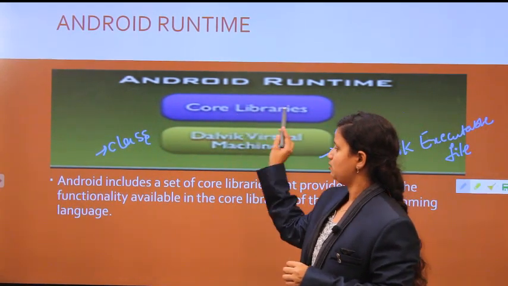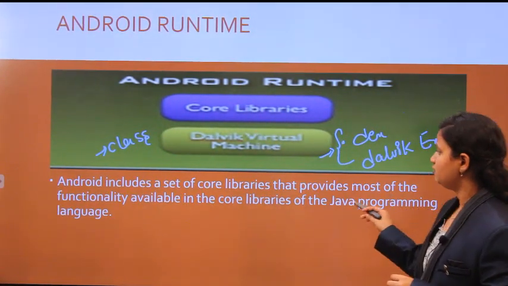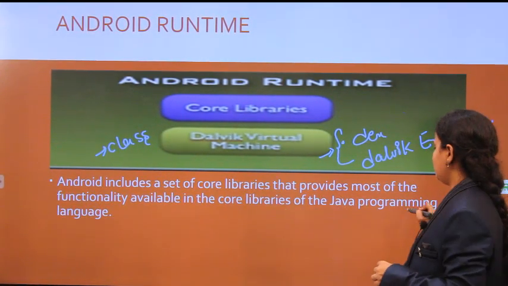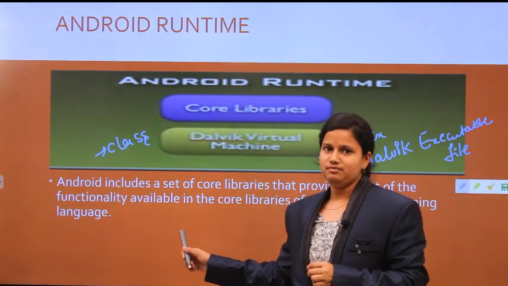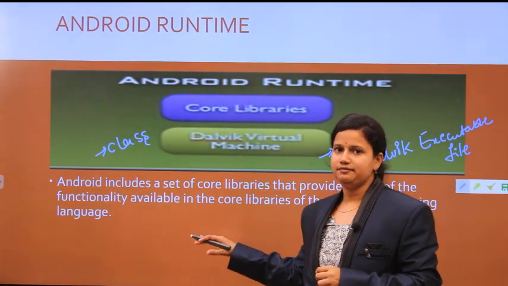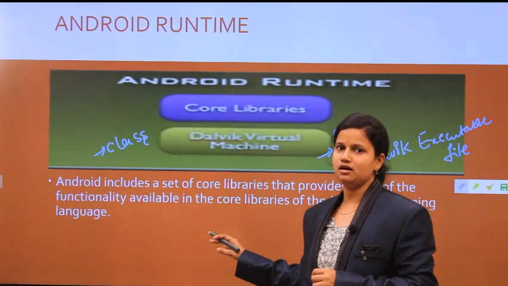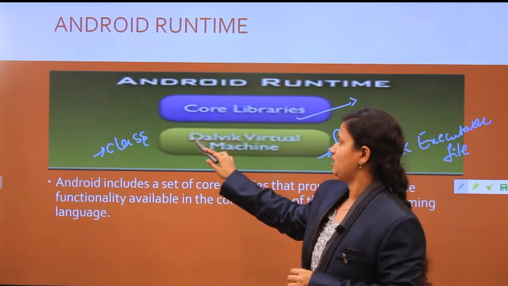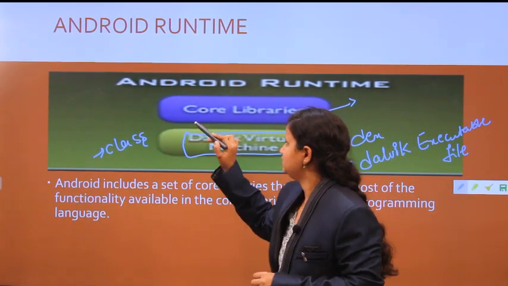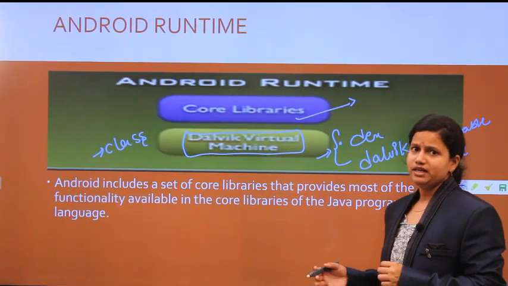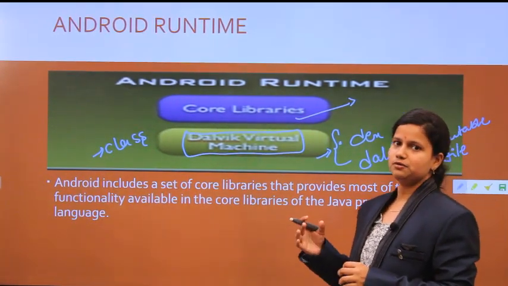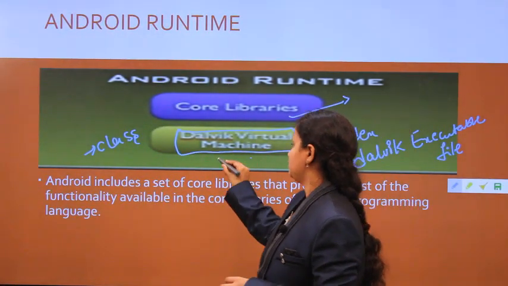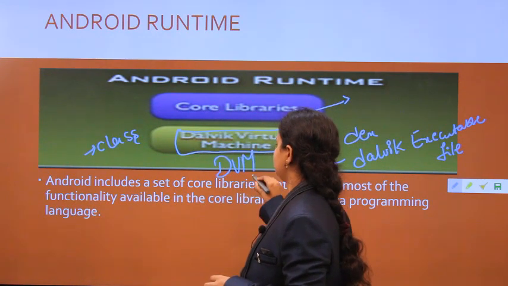The core libraries are a set of libraries that provide most of the functionality available in the core libraries of the Java programming language. So the Java-related files, that means the Java libraries, are present in these core libraries. But the Dalvik virtual machine is the main part of this Android runtime. To run our application, we have to compile it, and that compilation process is done by using the DVM. The shortcut for Dalvik virtual machine is DVM.